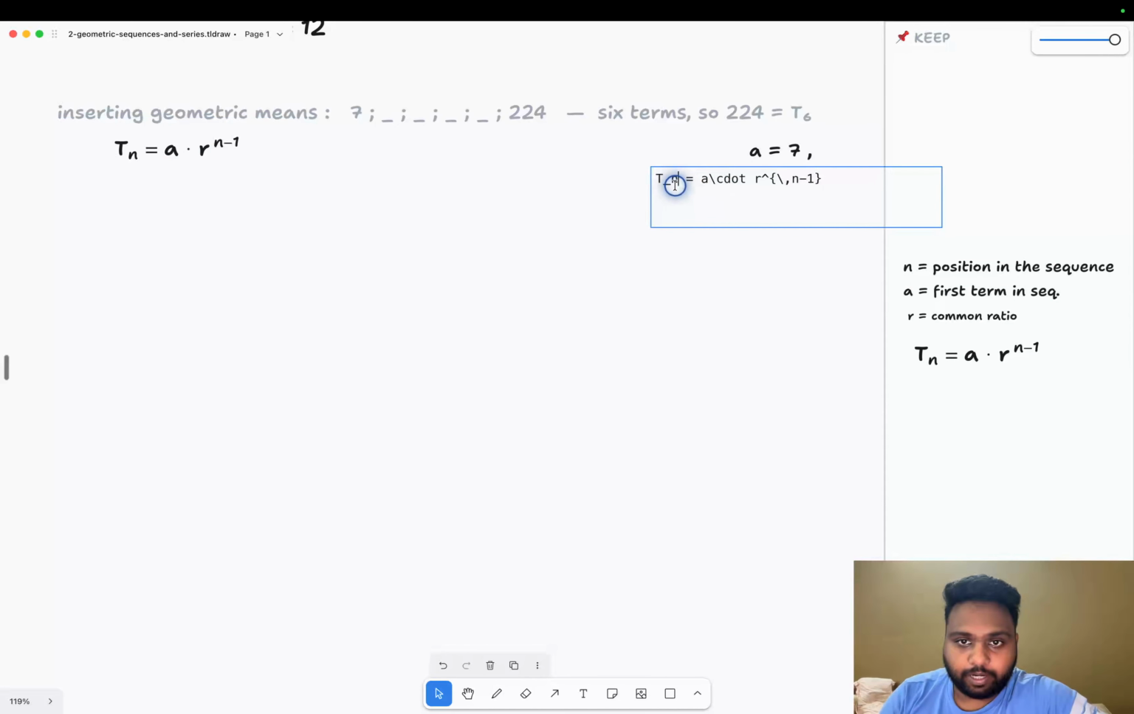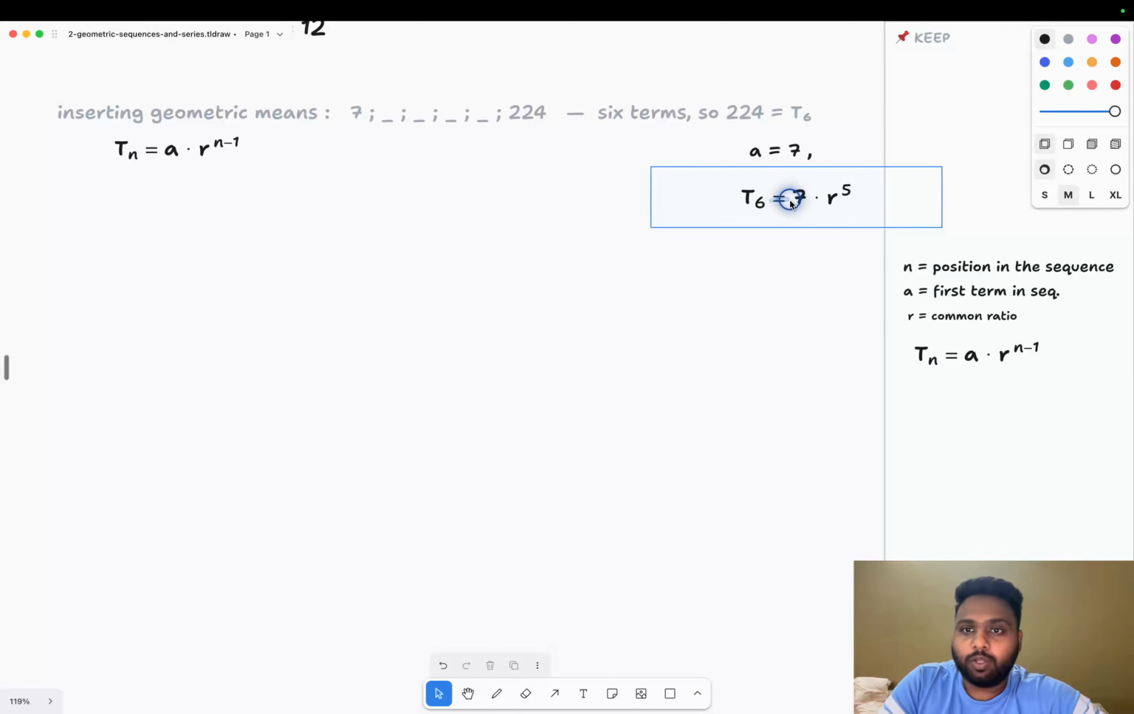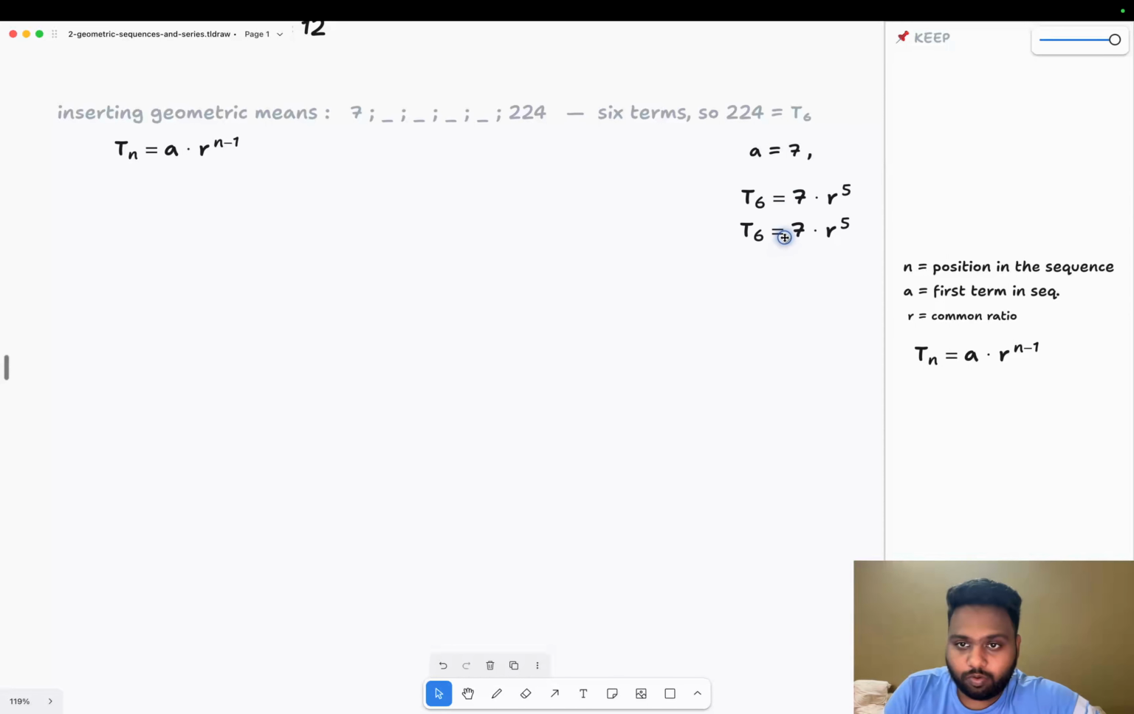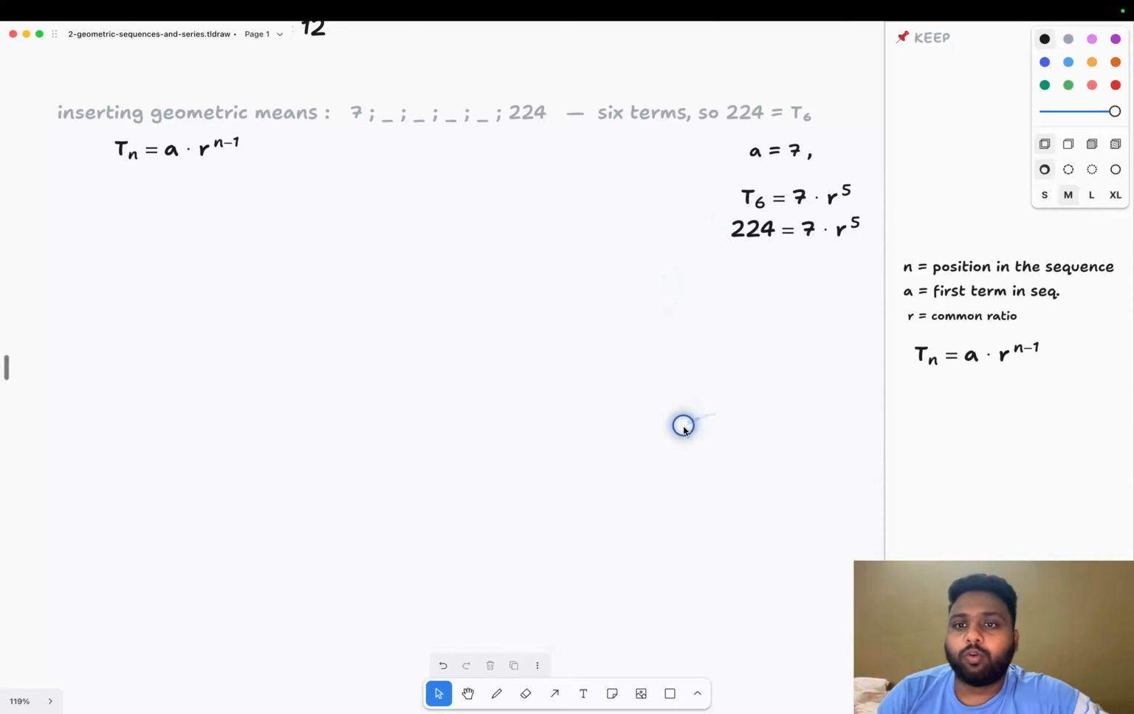which is that my T of 6 is equal to, I can substitute the value of A. I don't know the value of R, but for T of 6, it's going to be 6 minus 1, which is just 5. So can I say this? T of 6 is equal to 7r to the power of 5. And do I know the value of T of 6? Yes, that's given in the question, which is 224. So T6 is equal to 224. 224 is equal to 7r to the power of 5, and then we can solve it to find our general term. Let's see that happening.